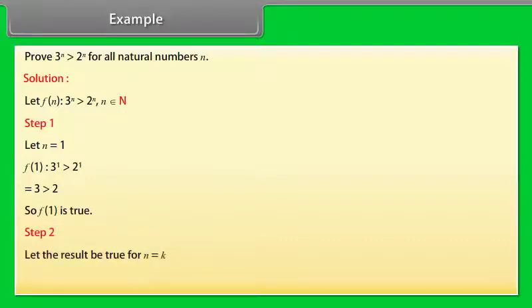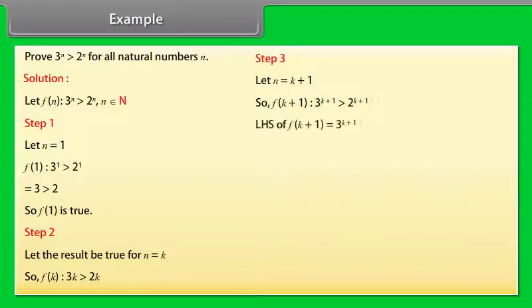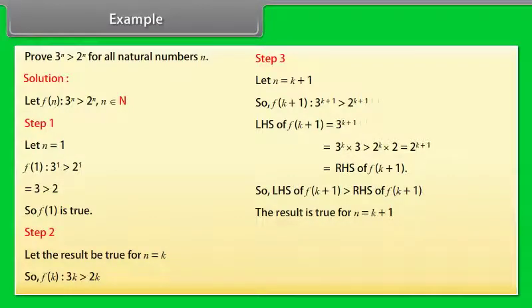Step 2. Let the result be true for n is equal to k. So, f of k such that 3 raised to power k greater than 2 raised to power k. Step 3. Let n is equal to k plus 1. So, f of k plus 1 such that 3 raised to power k plus 1 greater than 2 raised to power k plus 1. LHS of f of k plus 1 is equal to 3 raised to power k plus 1 is equal to 3 raised to power k into 3 is greater than 2 raised to power k into 2. That is, 2 raised to power k plus 1 is equal to RHS of f of k plus 1. So, the result is true for n is equal to k plus 1.